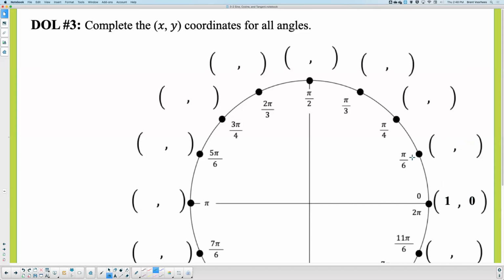What's the next at pi over 6? What's that sine value there? 1/2. What was our cosine value at pi over 6? Square root of 3 over 2. Okay, now let's go on to pi over 4. What do you have for pi over 4? What was the sine of pi over 4? You can just look at your chart. Square root of 2 over 2. And what was your cosine at pi over 4?